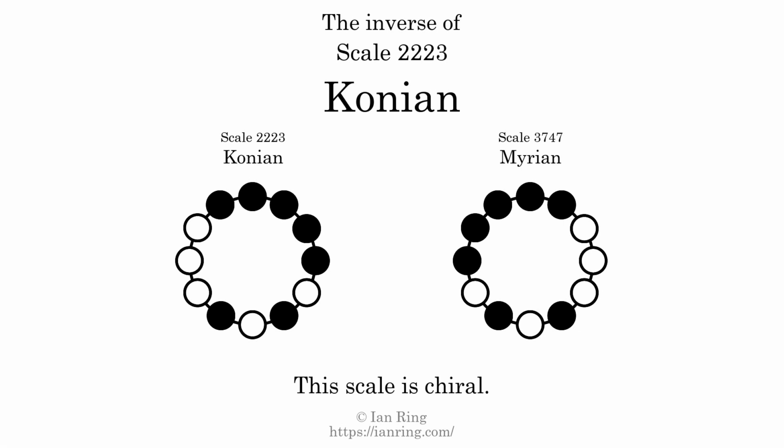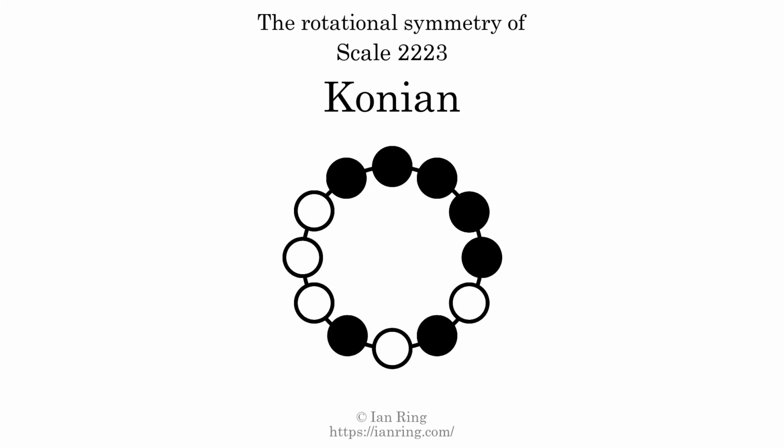The inverse of a scale is a mirror image. It is what you get when the sequence of intervals is reversed. The inverse of this scale is scale 3747, also known as Mirian. This scale is chiral. It cannot transform into its inverse by rotational transformation. This scale has no rotational symmetry.